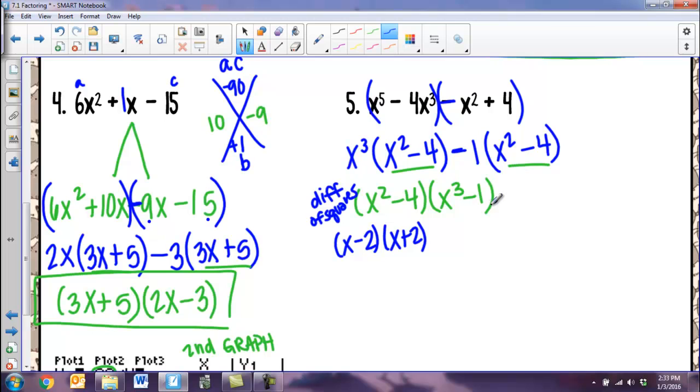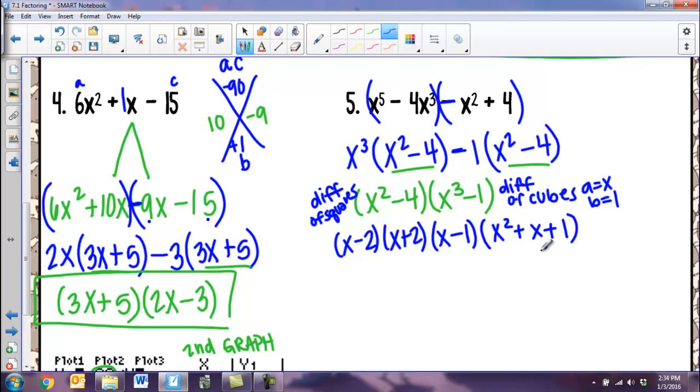And then I look at my second one, and I'm like, oh cool, there's a cube, and 1 is 1 cubed. So this is actually a difference of cubes, where a is just x and b is 1. So then I have to factor that piece. So I'd have x minus 1. Again, this is just a difference of cubes. Use that formula. Then we'd have x squared plus x, and then always positive 1 squared.